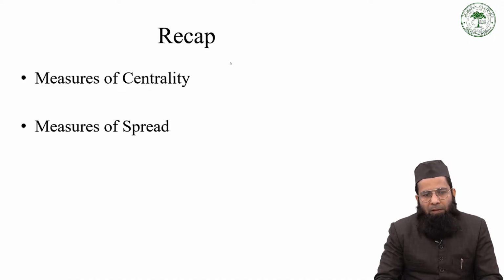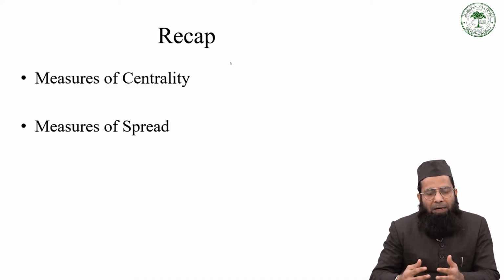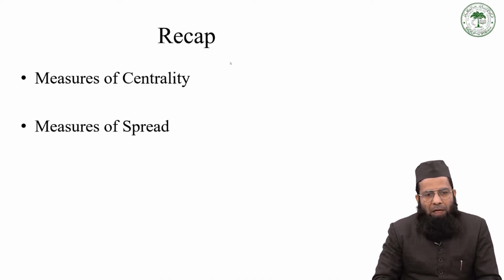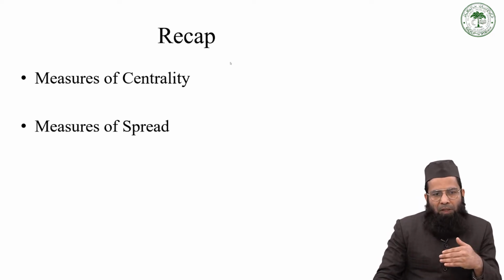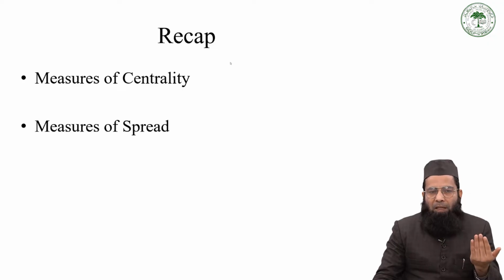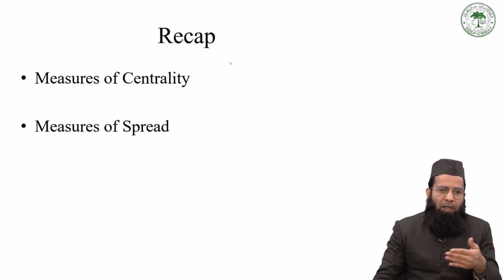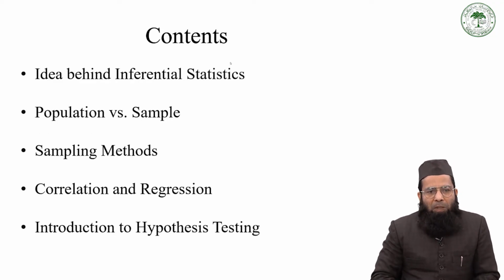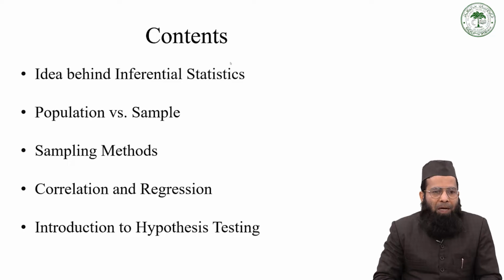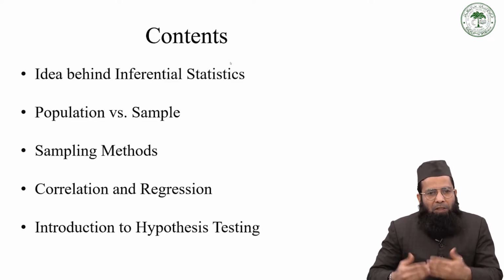In the last class we saw how to measure centrality, like mean, median, and mode, and we also saw how to measure spread, I mean how our data is scattered. For that purpose we have range and standard deviation. We have already solved certain problems related to centrality and spread.